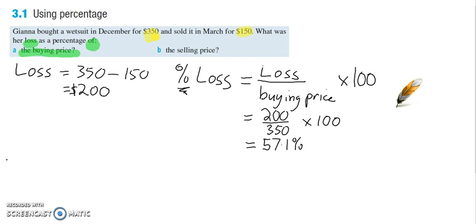For the second one, for B, that's one I'd like you guys to have a go at. You can check in the book to see if you get the right answer. Okay? But it's the same procedure. It will be loss, but instead of being over buying price, it will be over selling price, which is $150.